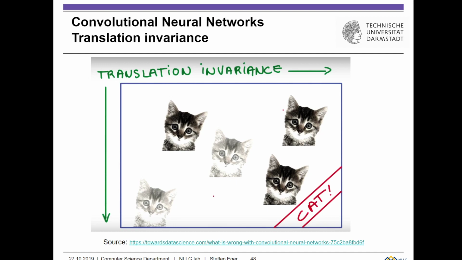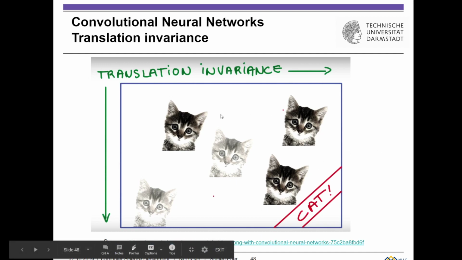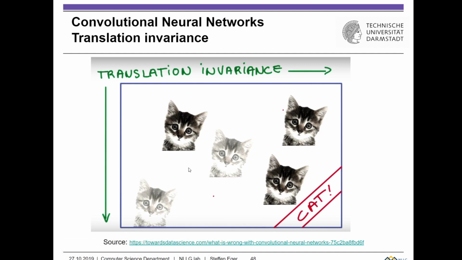Translation has nothing to do with machine translation here, but with the property of location of an object. An object could be located differently across an image, for example, but still the image should be classified the same. No matter where you see these eyes and ears and the nose, you would say this is a cat. So a model is good if it can give the same classification no matter where the object appears in the picture.